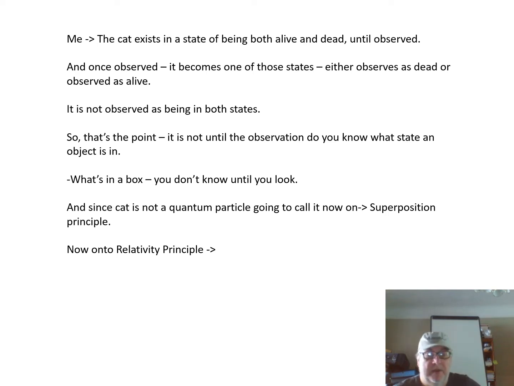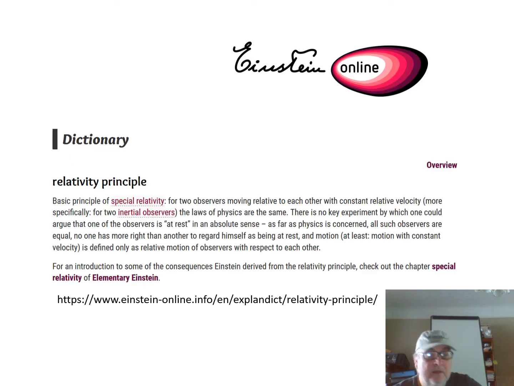So now on to the relativity principle. This is according to Einstein Online as to what the relativity principle is. People do say lots of other different things, but for the sake of this video we're going to go by what this relativity principle is supposed to be. The basic principle of special relativity: for two observers moving relative to each other with constant relative velocity, more specifically for two inertial observers, the laws of physics are the same. You can read the rest of it.